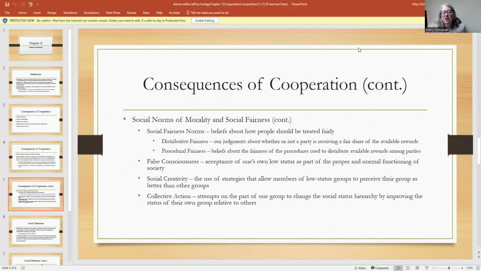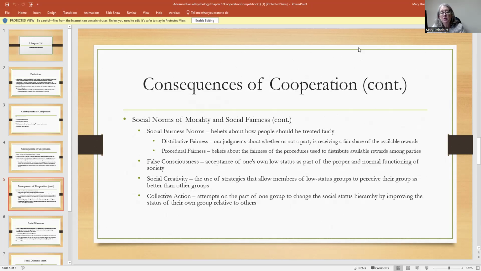Then your book goes on to talk about false consciousness. And I will say, I had never heard that term before. Or if I have, I don't remember it. The concept I've heard of before, but I wouldn't put too much investment in the name of that, because I've been studying social psychology for like 30 years and I'd never heard of that term. So false consciousness is when you accept your own low status as part of the proper and normal functioning of society. When I have heard it talked about, I've always heard it as people internalizing the hierarchy that the group gives them.